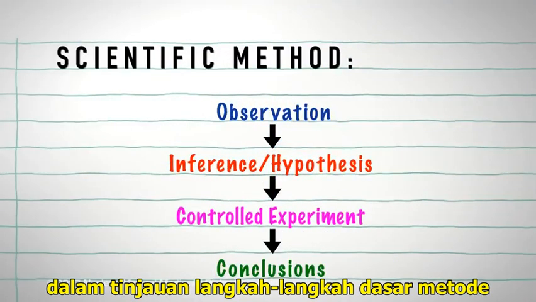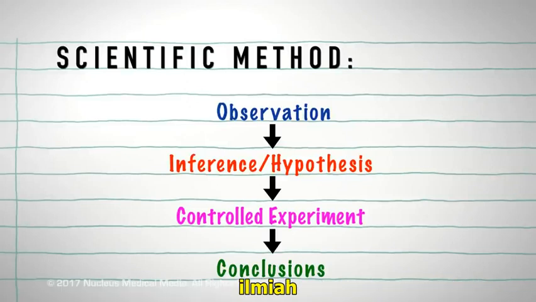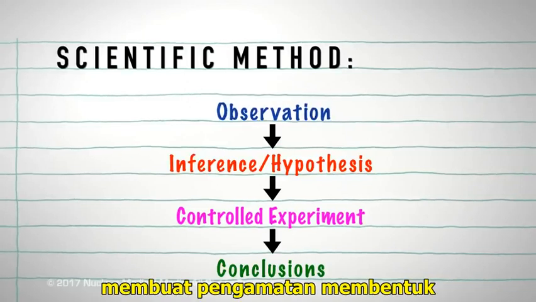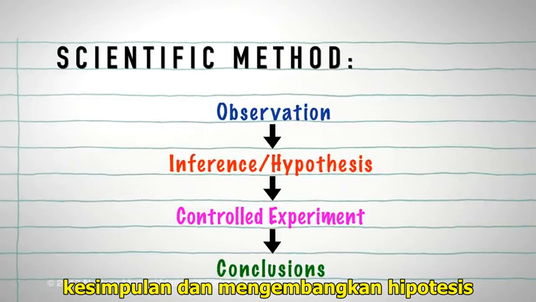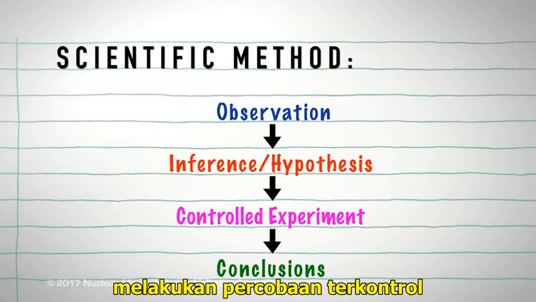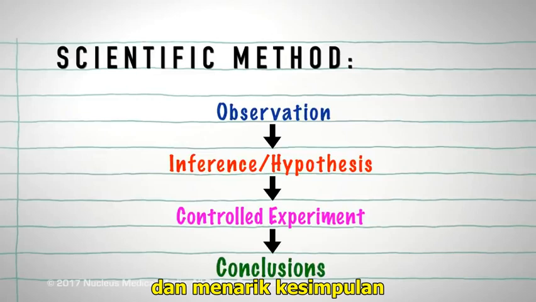In review, the basic steps of the scientific method are making an observation, forming an inference and developing a hypothesis, conducting a controlled experiment, and drawing conclusions.